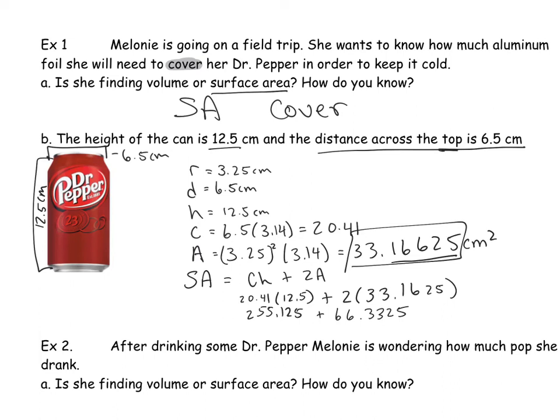Add those two together and you get 321.4575. Now we round. We're rounding to the hundredth because pi is rounded to the hundredth. And this final answer will be 321.46 centimeters squared.